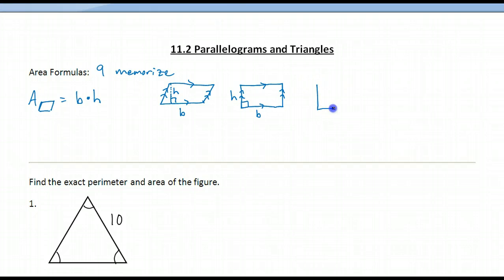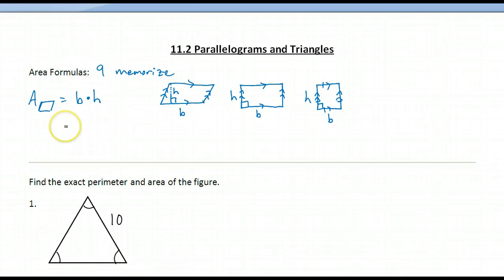They also work for squares, where a square is a parallelogram where all the sides are also the same length with a right angle. This bottom side will be the base and this side will be the height.